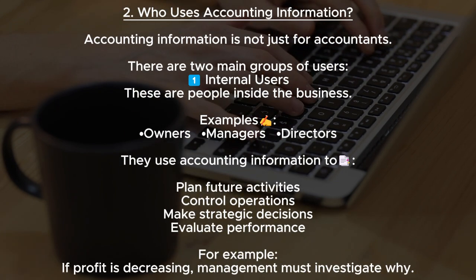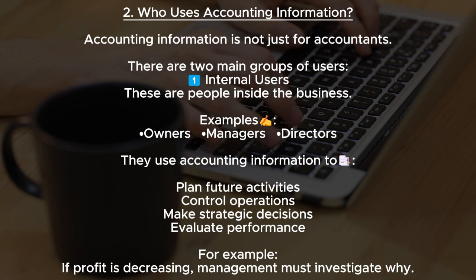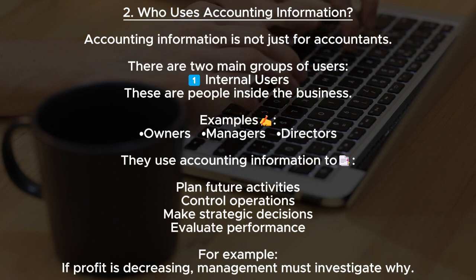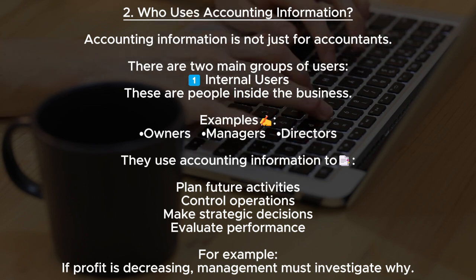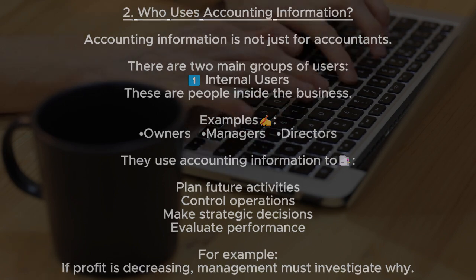2. Who uses accounting information? Accounting information is not just for accountants. There are two main groups of users. 1. Internal users. These are people inside the business. Examples: owners, managers, directors. They use accounting information to plan future activities, control operations, make strategic decisions, evaluate performance. For example, if profit is decreasing, management must investigate why.